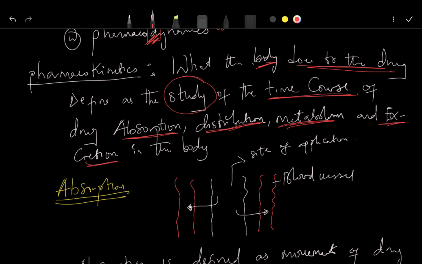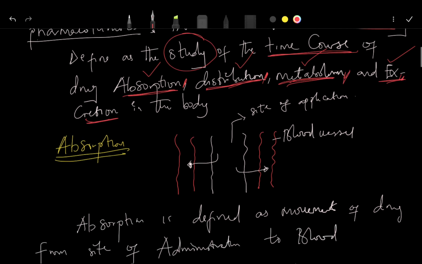A study of the time course of drug absorption, distribution, metabolism, and excretion from the body, and how this process will affect the concentration of the drug at each site of action. So from this you can see that pharmacokinetics has four major parts: absorption, distribution, metabolism, and excretion. So we'll quickly start with absorption.